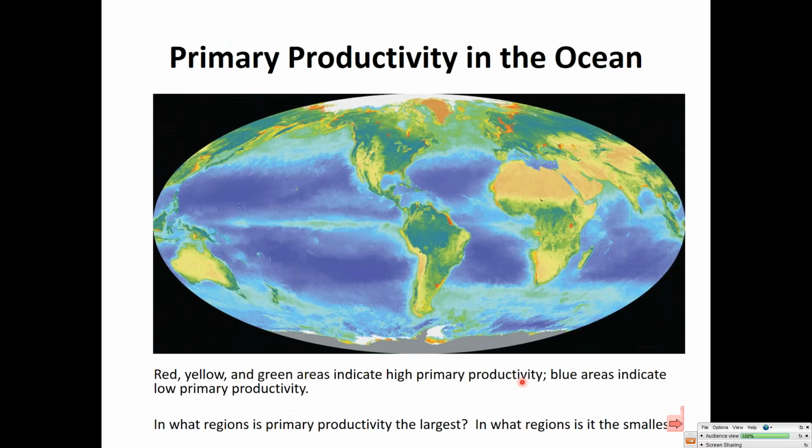So here's a map of primary productivity. The red, yellow, and green areas indicate high primary productivity, whereas blue areas indicate low primary productivity. Now notice that the open tropical oceans have very low primary productivity. Why? Not because they're deep. We talked about this. Because of what?